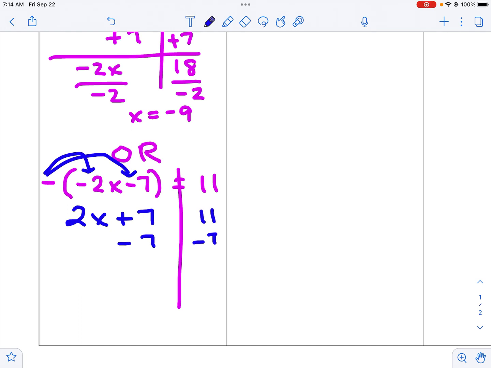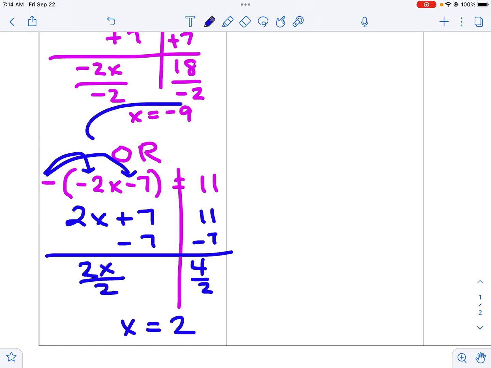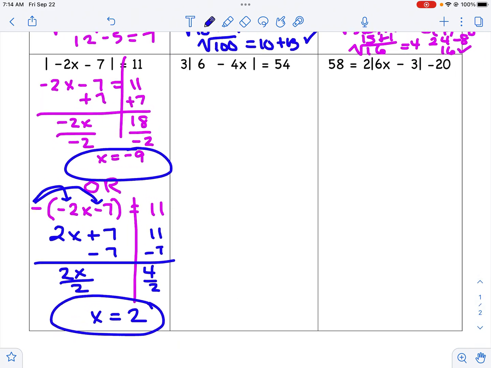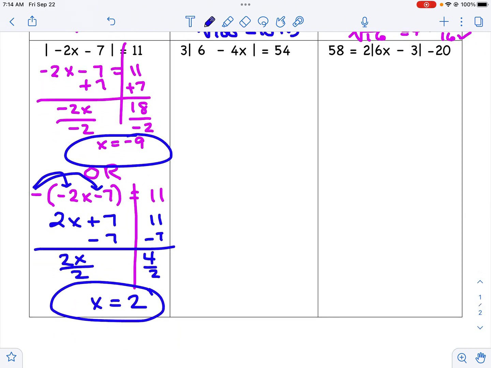And again, I'm going to solve like a regular two-step equation. I have 2x, 11 take away 7 is 4. We divide both sides by 2, and I end up with x is 2. And so my two solutions are here. So when solving the absolute value of -2x minus 7 equals 11, I get a solution of -9, and I get a solution of 2.